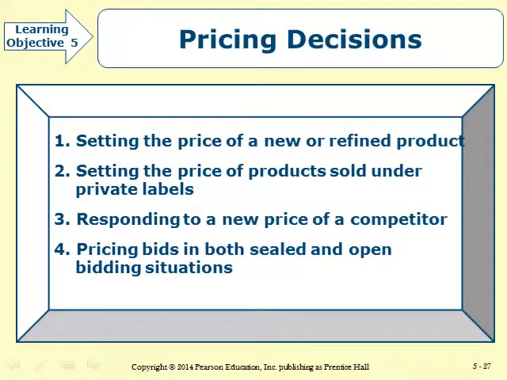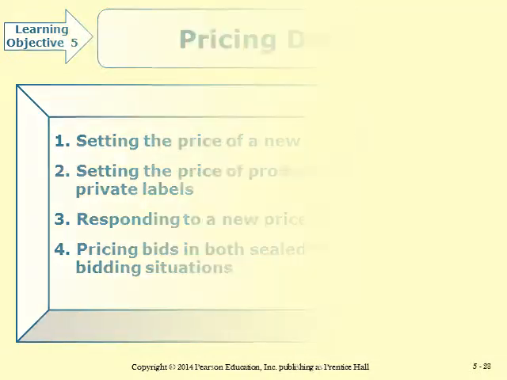One of the major decisions managers face is pricing. Actually, pricing can take many forms. In addition to pricing special orders, managers make the following pricing decisions. So they could be setting the price of a new product or a refined product, setting the price of products sold under private labels, or responding to a new price of a competitor, and finally producing or pricing bids in both sealed and open bidding situations.